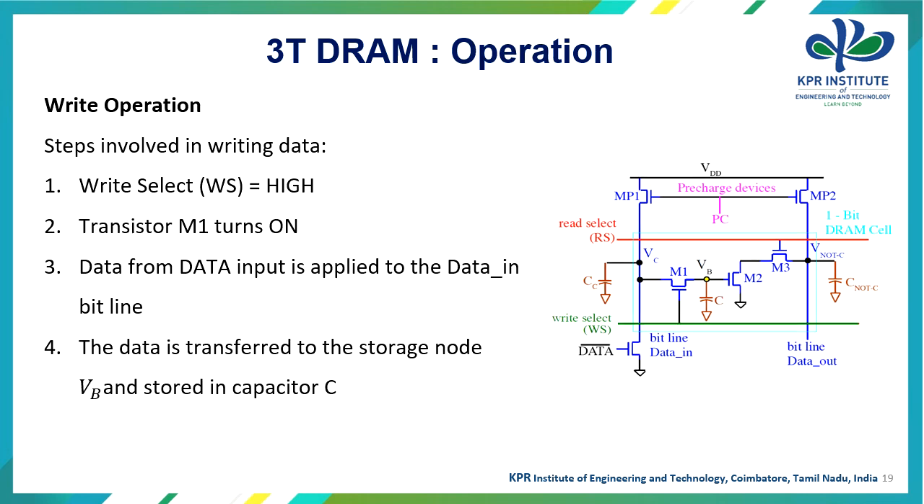Let's start the write operation on the 3T DRAM. The steps involved in writing data: first, the write select, that is the WS signal, has to be high. Then the transistor M1 should be turned on. Data from the data input is applied to the data_in bit line. The data is transferred to the storage node VB and stored in the capacitor C.